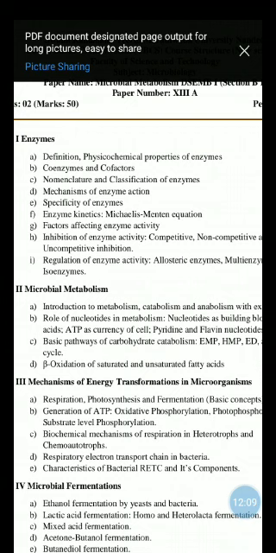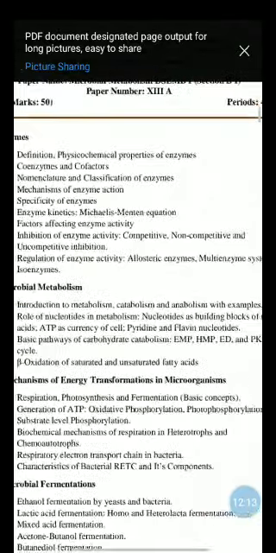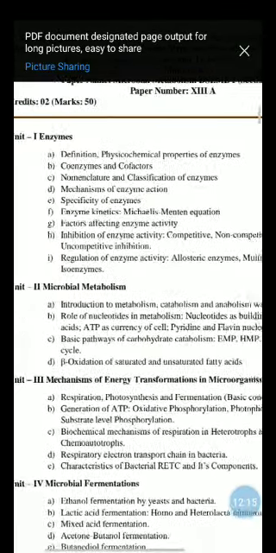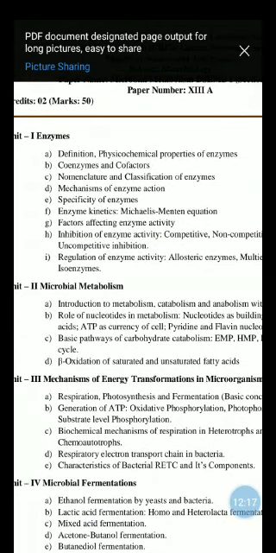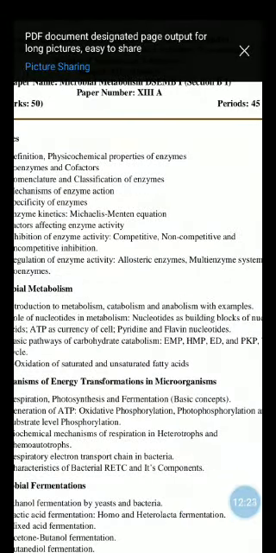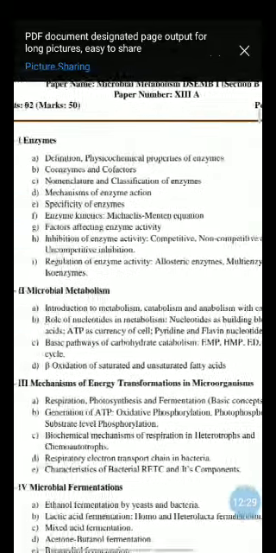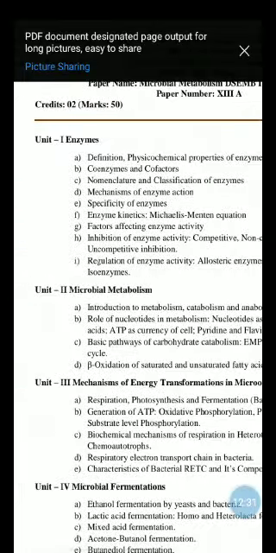There are different types of inhibition: competitive, non-competitive and uncompetitive inhibition. And the last point of unit first, regulation of enzyme activity. Under that we will see allosteric enzymes, multi-enzyme systems and isoenzymes.